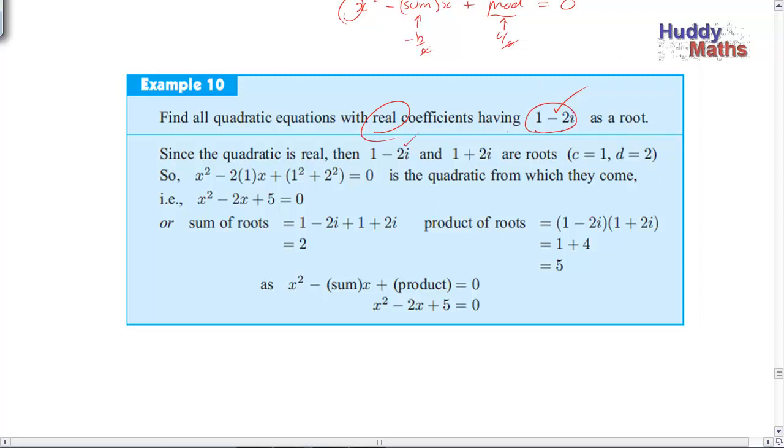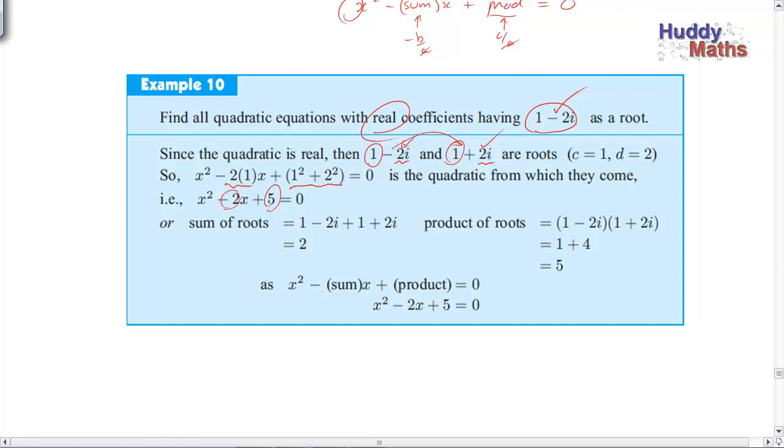So 1 take 2i and 1 plus 2i are the only answers here, because you need to have a sum and a product both equal to a real number. So the i's have to disappear, and the only pair of complex numbers that will have that relationship are conjugates. So the sum of the roots is 2, so it's going to be minus 2x. The product of the roots is across these two, 1 take 2i squared, which is 1 plus 4, is 5. There it is there, and so that's the product, and that's minus the sum.